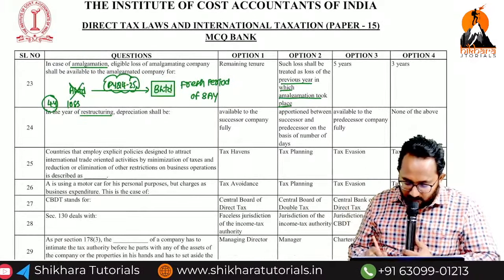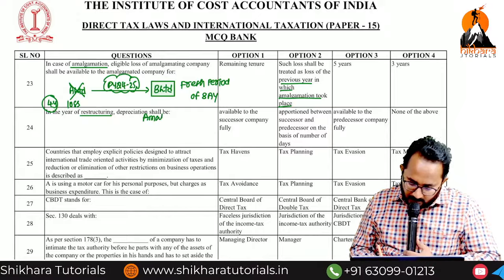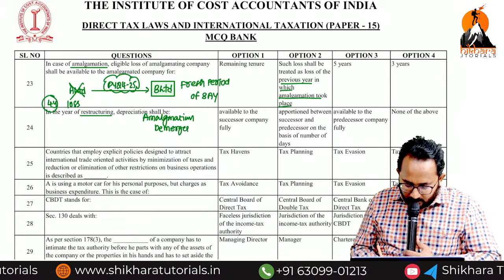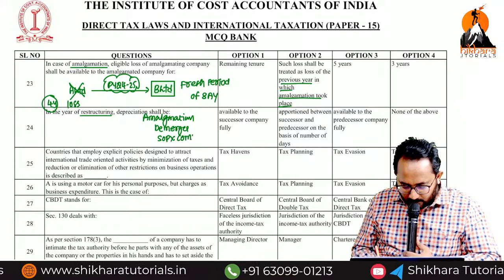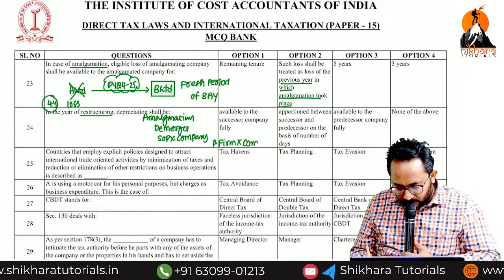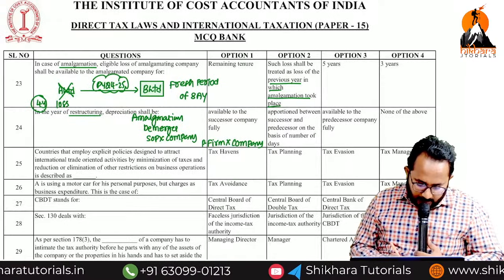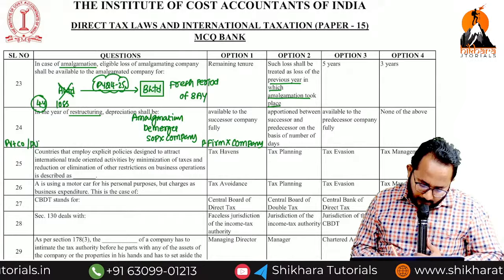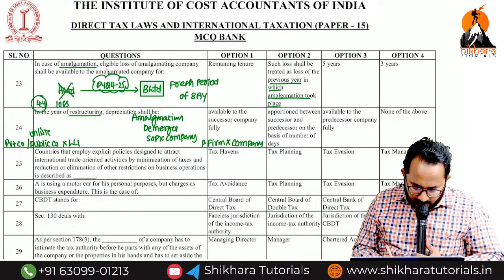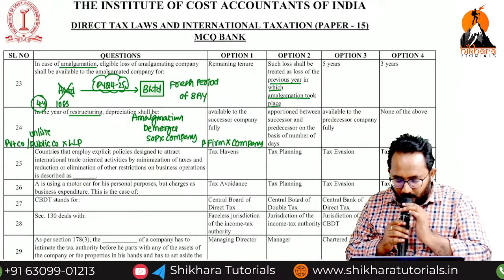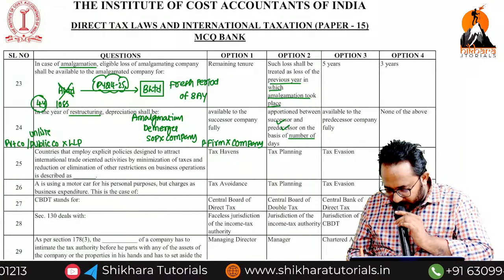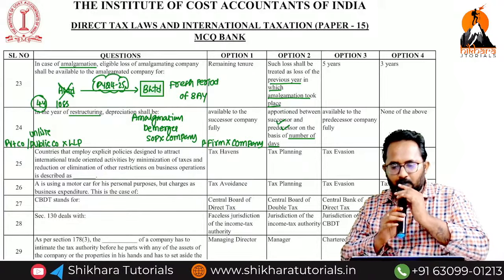In case of restructuring, what are the things? Amalgamation, demerger, sole proprietorship concern converted into company, partnership firm converted into company, and the last one, private company or unlisted public company converted into LLP. In all the cases, depreciation we have to apportion between the predecessor and the successor based on the number of days they used that asset. That is nothing but usage ratio.